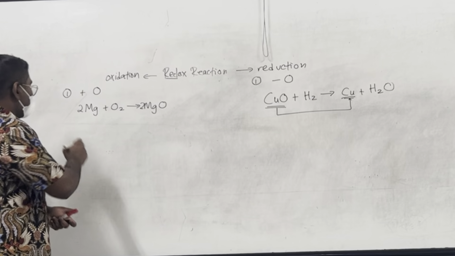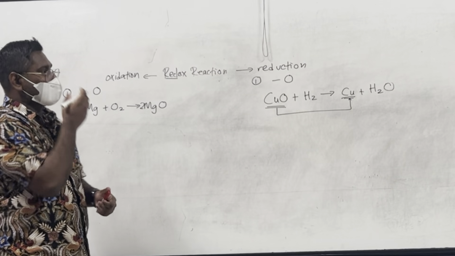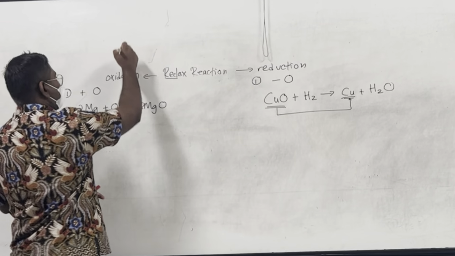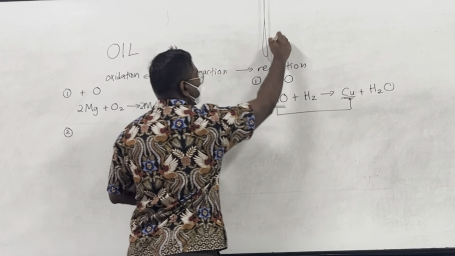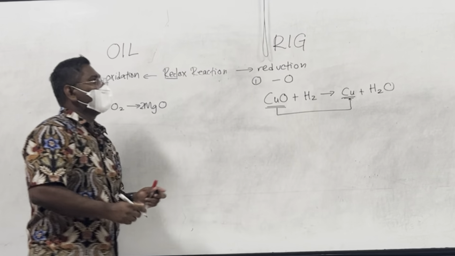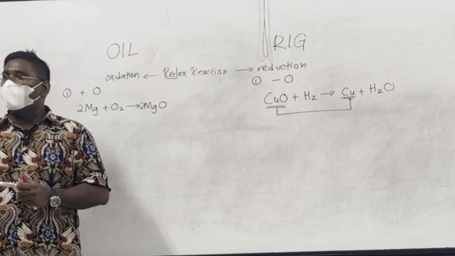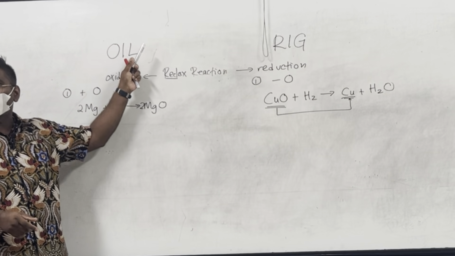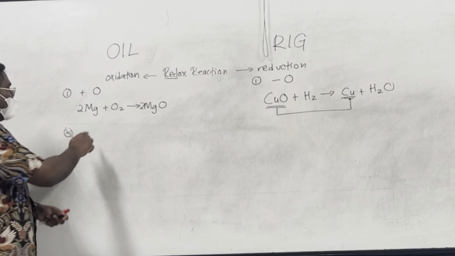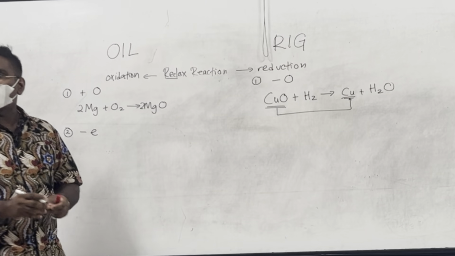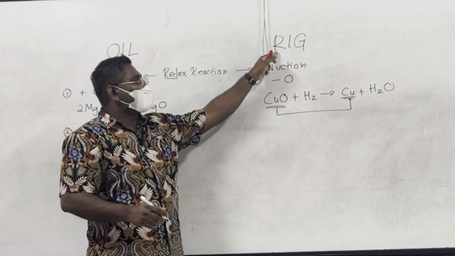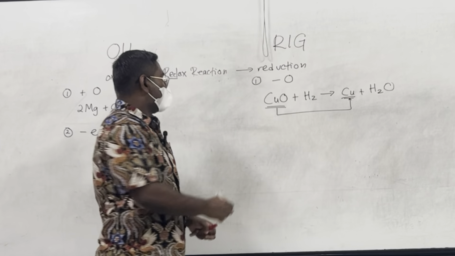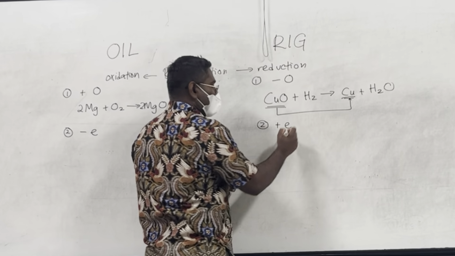Now, the second way to define them is something quite interesting as well, which is known as OIL RIG. You can use this to remember. OIL means oxidation is loss of electron. So number 2 is loss of electron. And RIG means reduction is gain of electron. So number 2 is when you add electron.